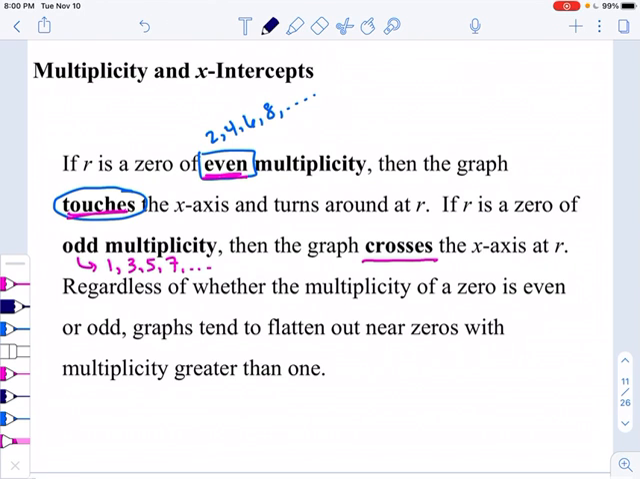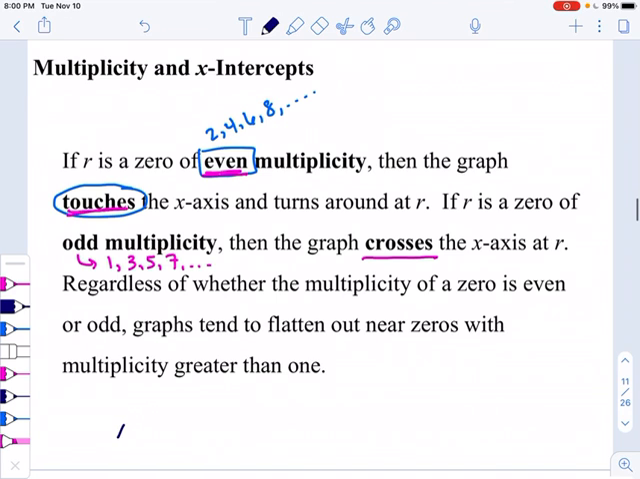It says regardless of whether the multiplicity of a 0 is even or odd, graphs tend to flatten out near the zeros with multiplicity greater than 1. So they go up, they flatten out, and they turn around. So flattening out, that's what it means by that.